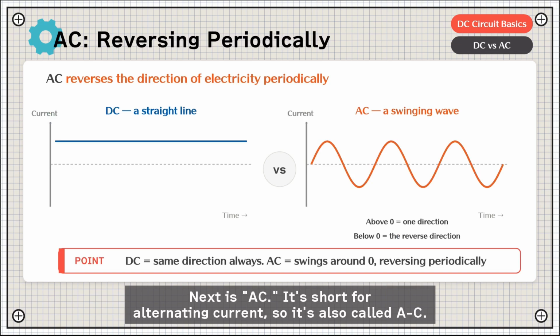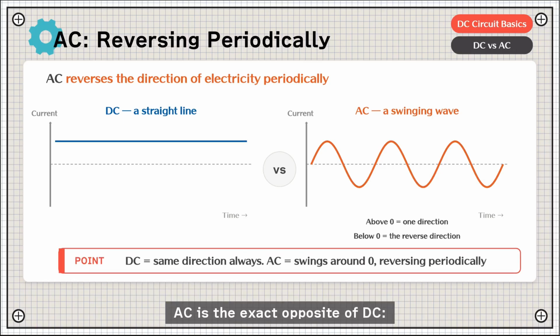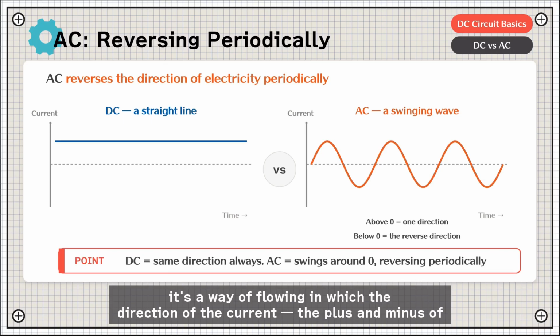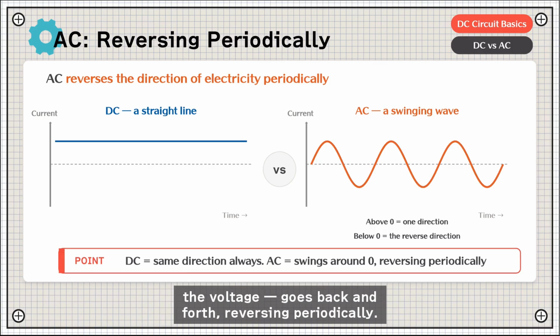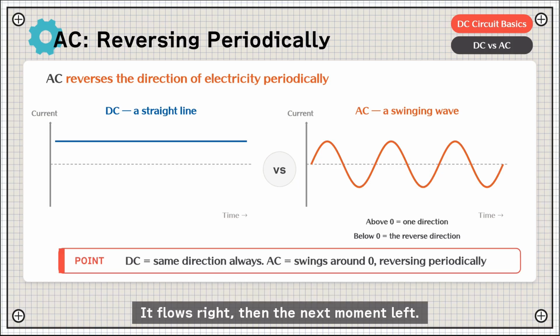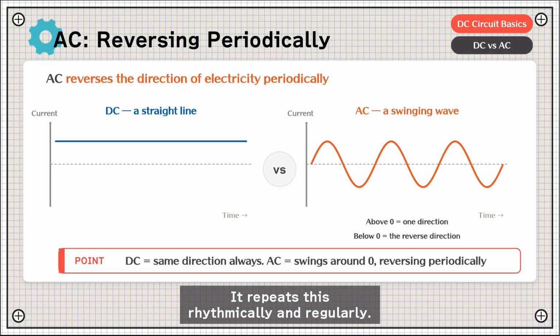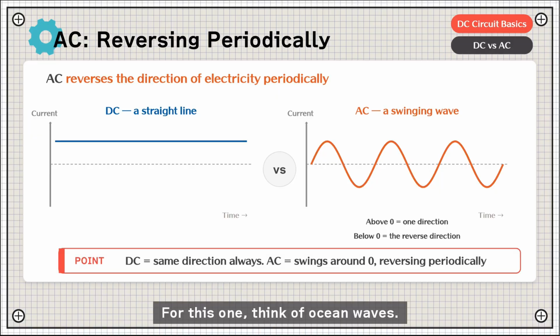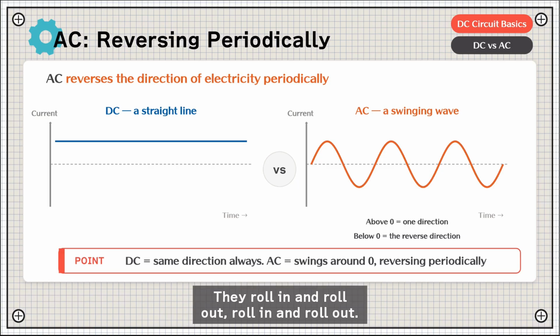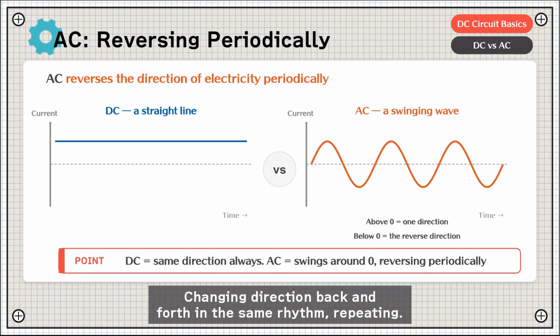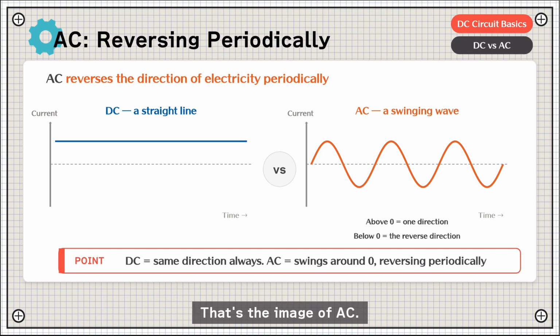It's short for alternating current, so it's also called AC. AC is the exact opposite of DC. It's a way of flowing in which the direction of the current, the plus and minus of the voltage, goes back and forth, reversing periodically. It flows right, then the next moment left. It repeats this rhythmically and regularly. For this one, think of ocean waves. They roll in and roll out, roll in and roll out, changing direction back and forth in the same rhythm, repeating. That's the image of AC.